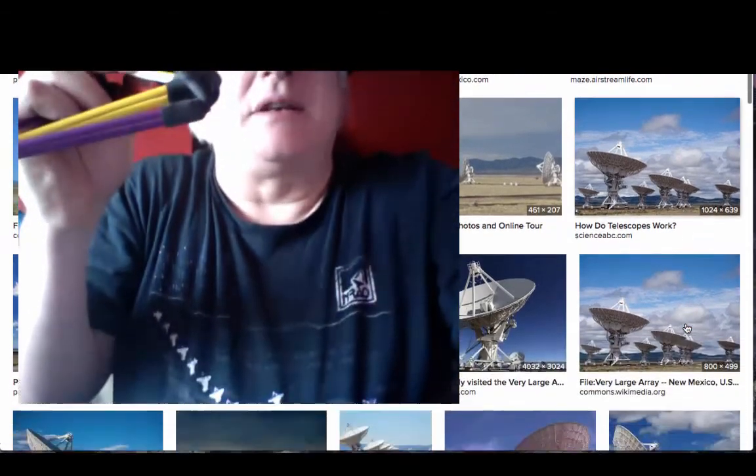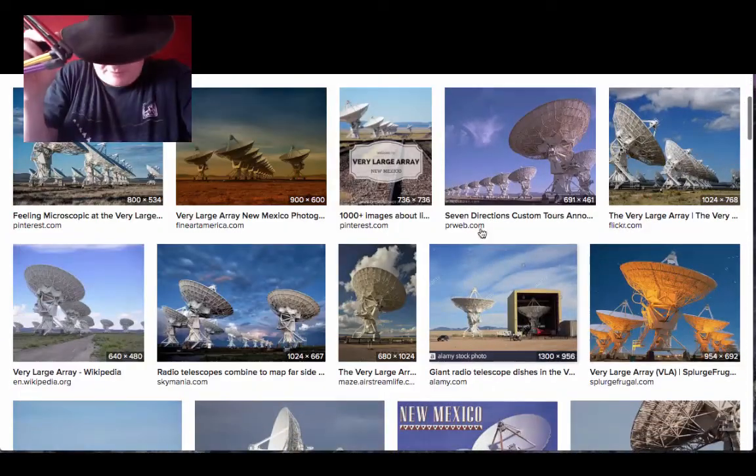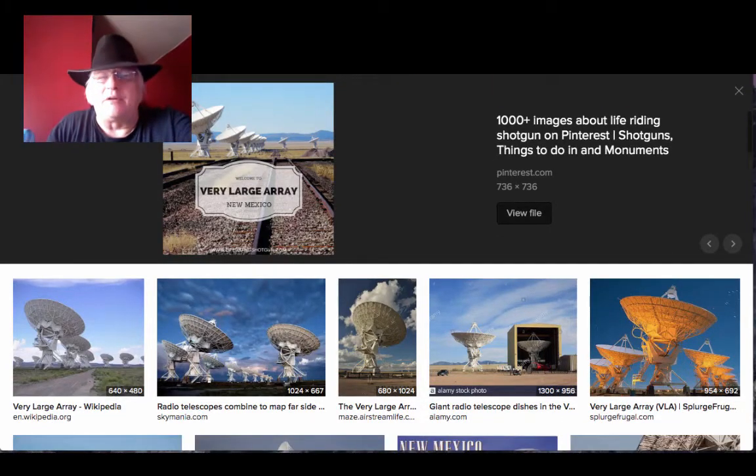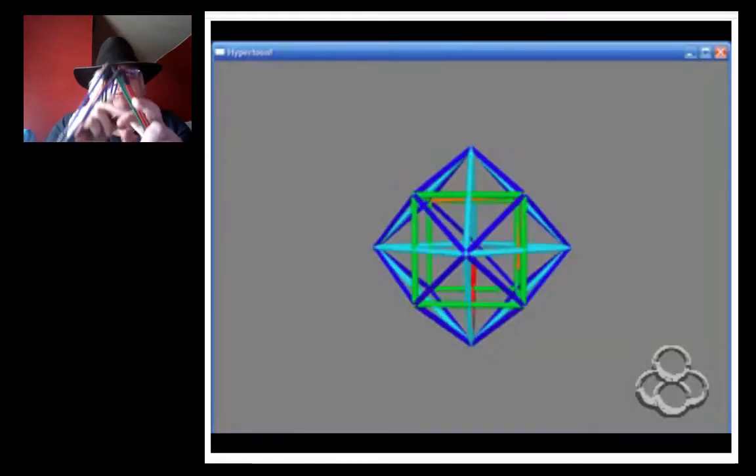Shout out to Very Large Array. That's New Mexico. This is a very old shirt. I don't really wear it outside because it's got too many holes in it.